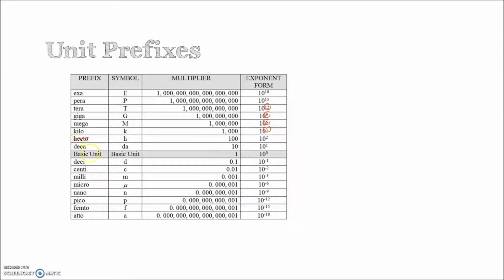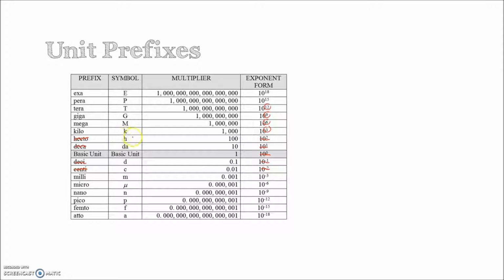So hecto does not tend to be used. Deca, deci, even centi, although you can talk about centimeters, but we usually talk about millimeters and meters. So those 4 we can get rid of. Okay, and that one as well.